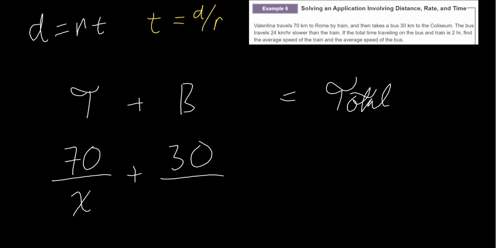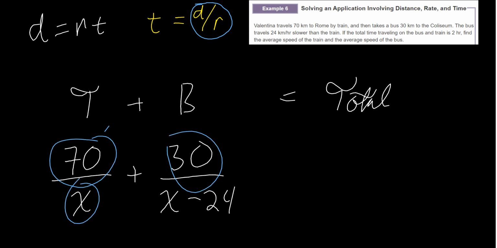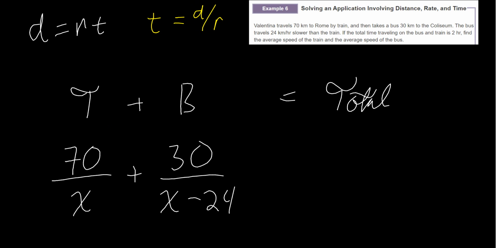And then my rate. Again, I don't know my rate, but I do know that it was 24 kilometers per hour slower than the train. If my train speed was x, then 24 kilometers per hour slower on the bus is going to look like this: x minus 24. I'm setting this up just with distance over rate, D over r, using distance equals rate times time. And then my total time was 2 hours.